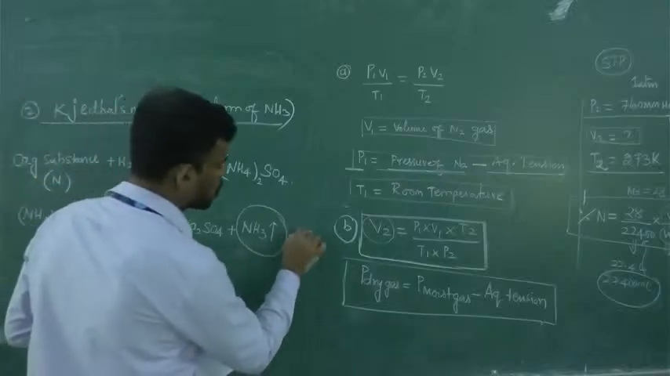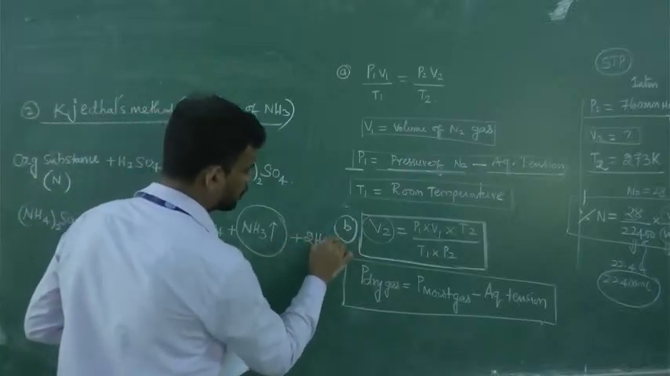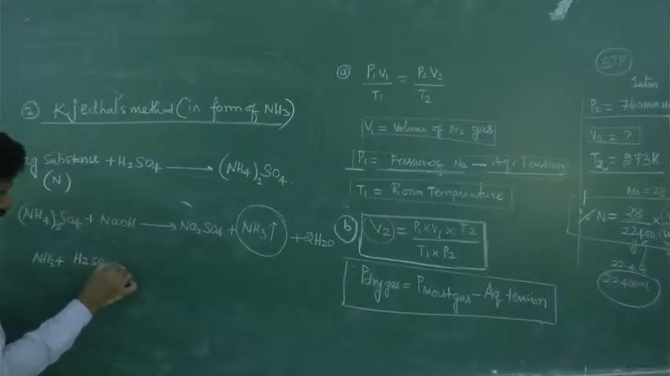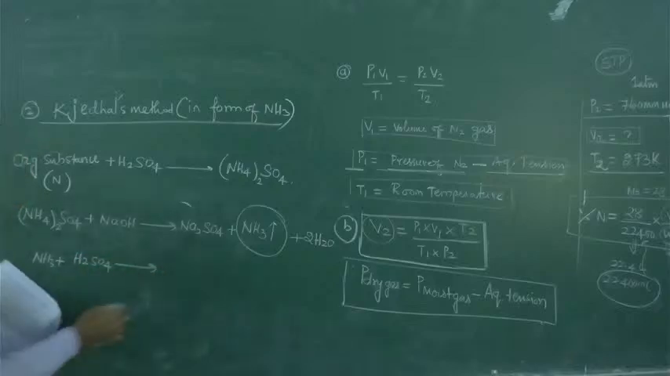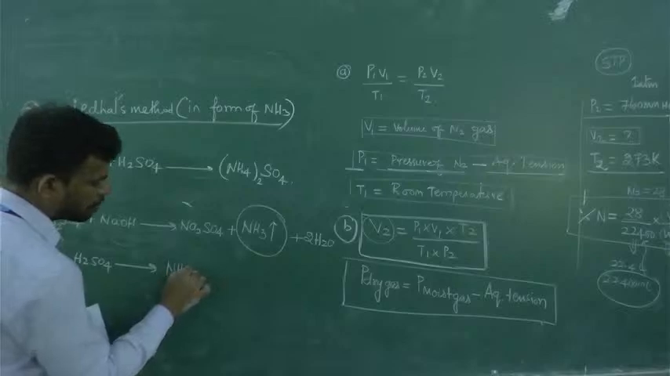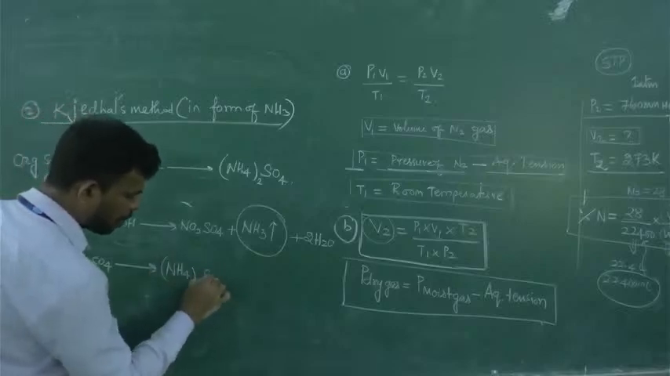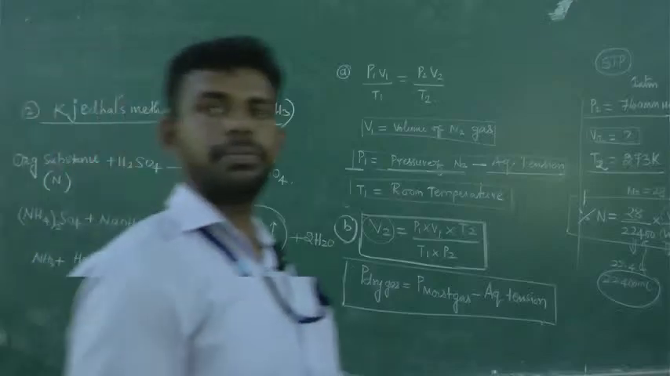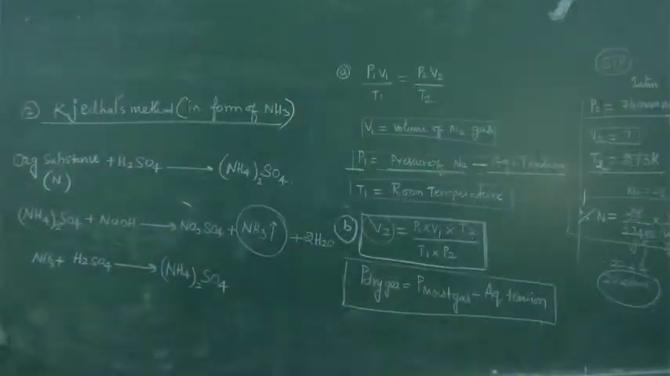Plus we have H2O as a byproduct. Next, what you have to do? Whatever ammonia is collected, you again have to treat with sulfuric acid. It will form the corresponding ammonium sulfate. Ammonium sulfate. Is it clear? What are the steps you have to do?